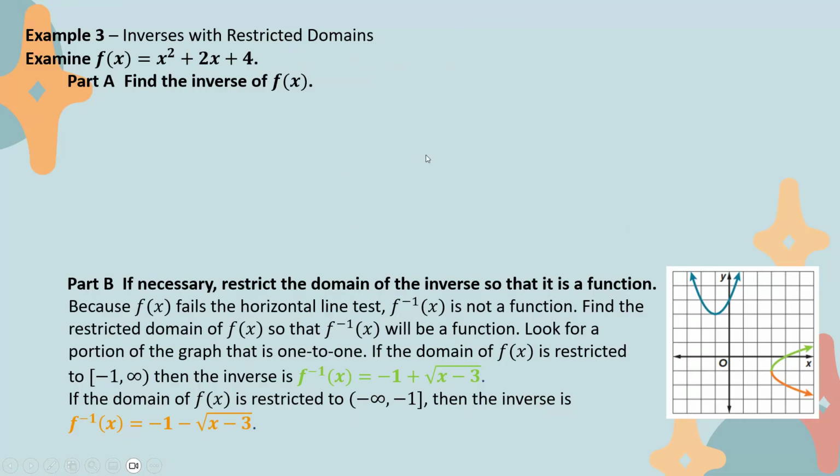When we look at example 3, we have a quadratic function, f(x) = x² + 2x + 4, and here it is graphed. You can see that it's not a one-to-one function, because if I were to draw a horizontal line, it would intersect it more than once. But we can still find the inverse of this function. Again, we replace f(x) with y. That's our first step. Then we interchange x and y.